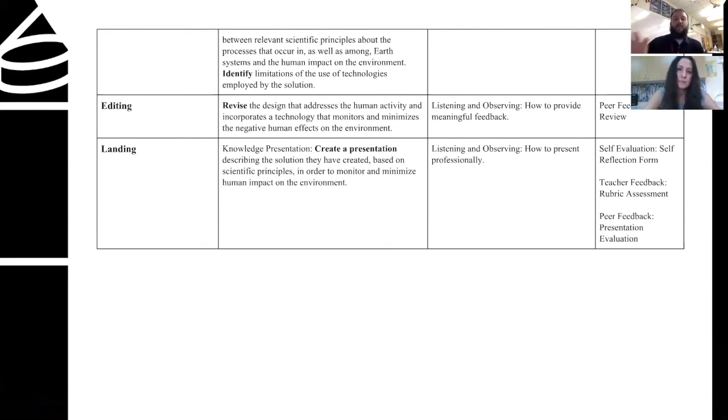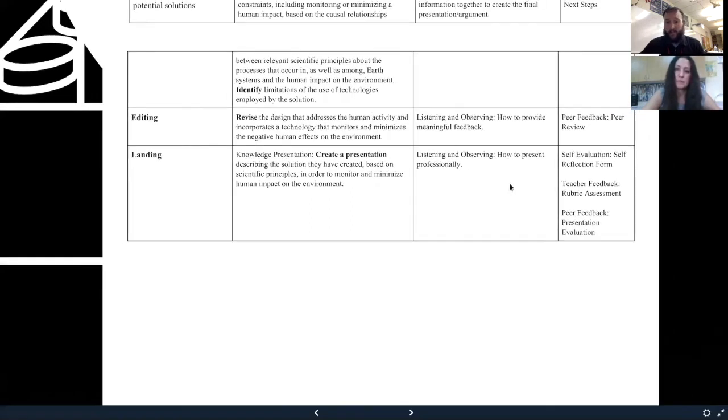And then you can see the reflection piece as their presentations are happening. There can be this self-reflection, teacher feedback, peer feedback. So we can get all 3 of them in that final landing. So then how do we get to the landing piece? It's those milestones.